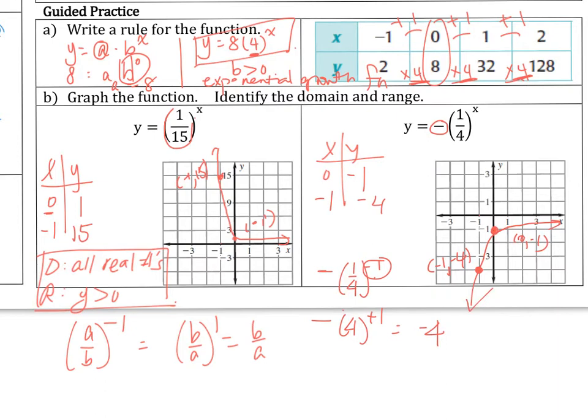Okay. The domain is again all real numbers. The range is y less than 0, because we want all the negative numbers, or coordinates below 0.